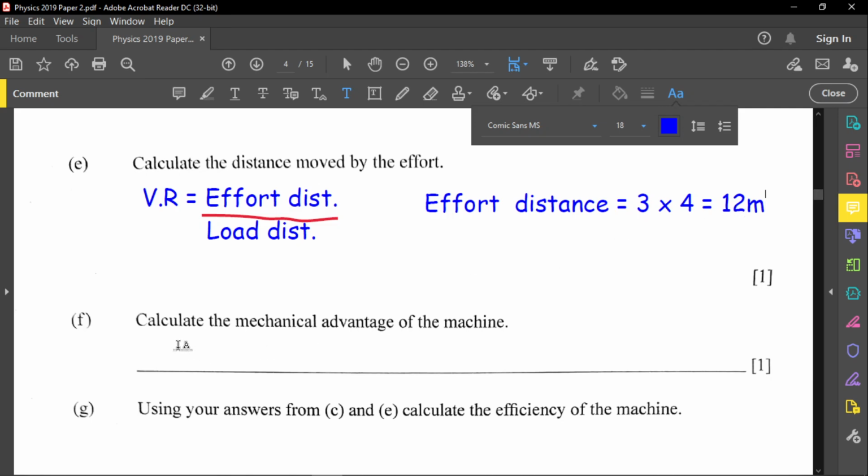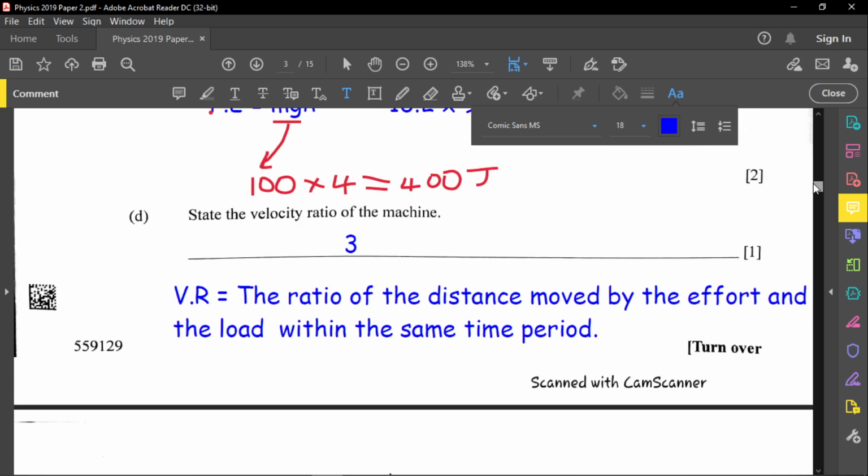For part F, it asks us now to calculate the mechanical advantage of the machine. Let me give you a quick formula there. Mechanical advantage is equal to load divided by effort. And so the load, as we calculated up top there, was 100 newtons. And let's go back to the effort. Let's see if we did calculate that.